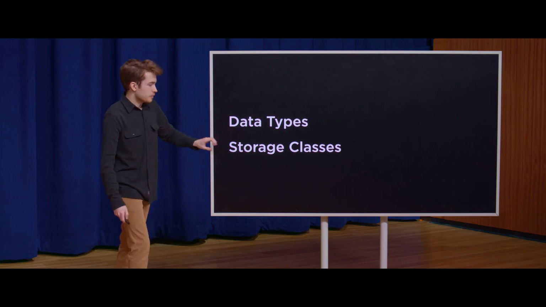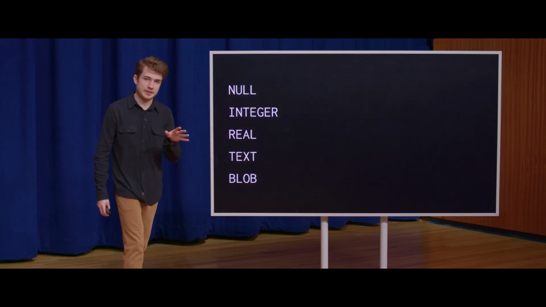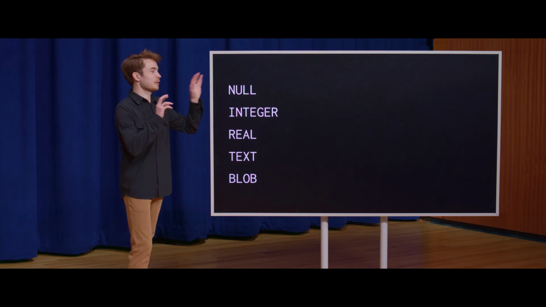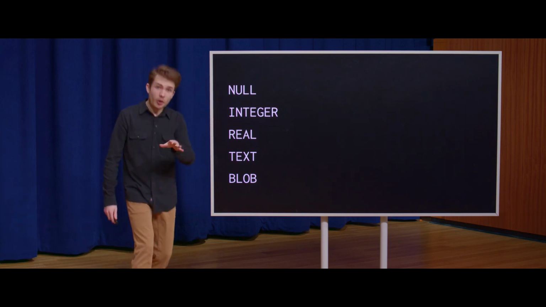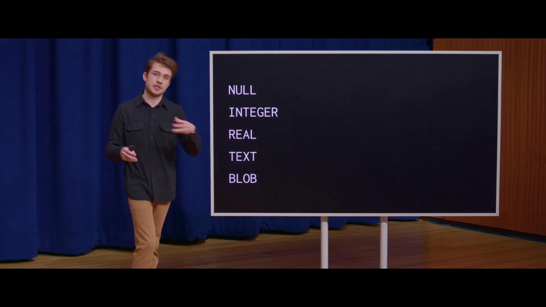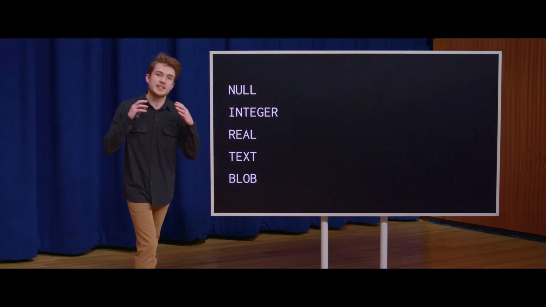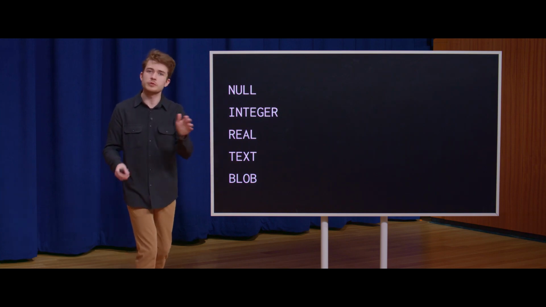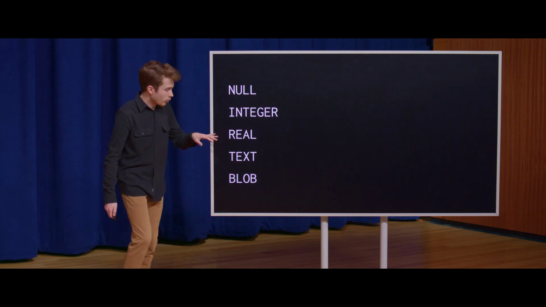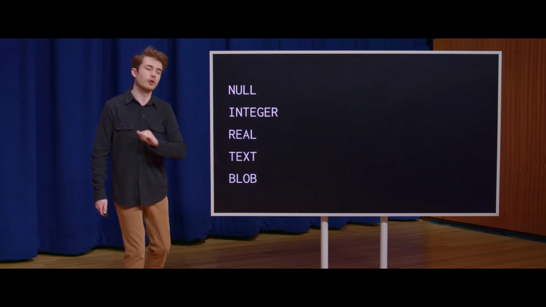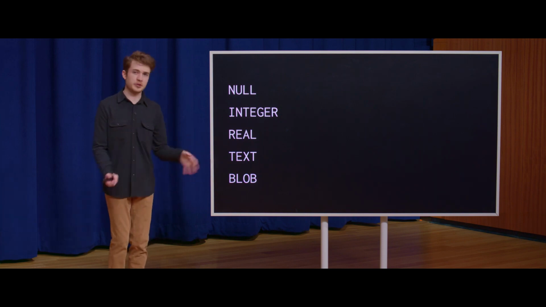Now, SQLite has 5 storage classes, 5 kinds of types, so to speak, of values that it can hold. So let's talk about the first one, null, for instance. Null, in this case, means nothing. There's nothing actually inside of this value. It's kind of a sentinel value to mean nothing is here. Integer means a whole number, like 1, 2, 3, 4, 5. Real talks about decimals, like floating points, like 1.2 or 2.4, and so on. Text is used for characters.